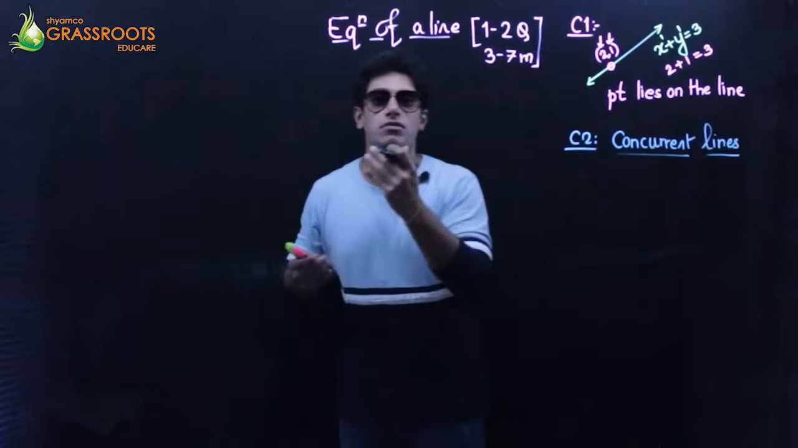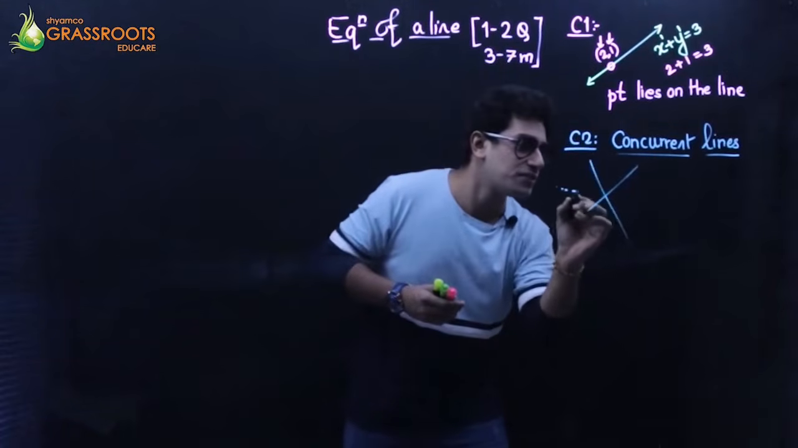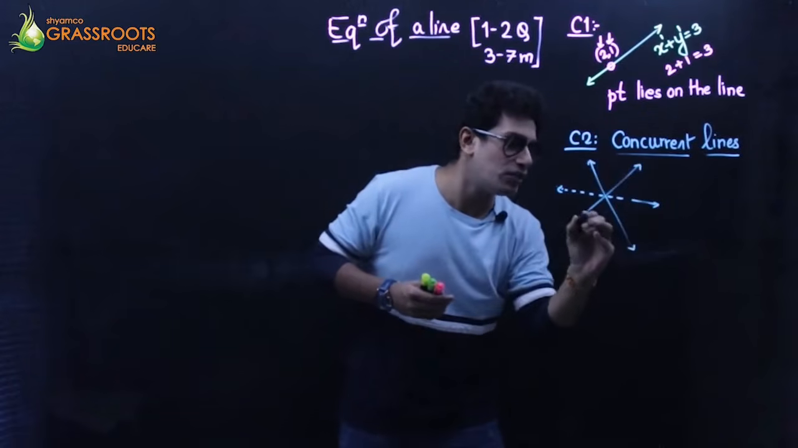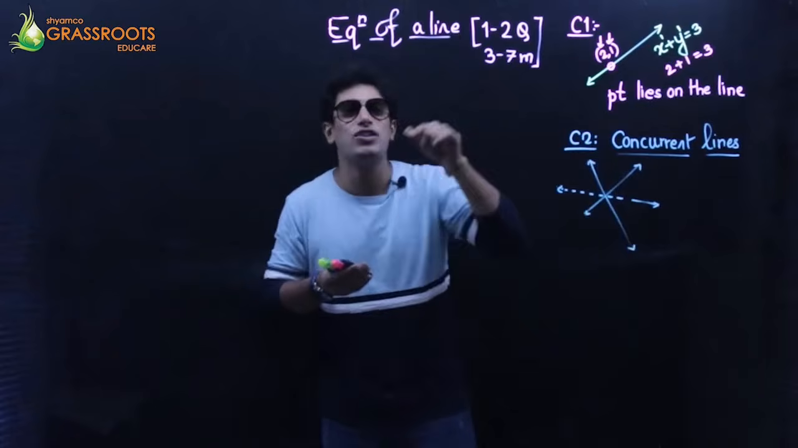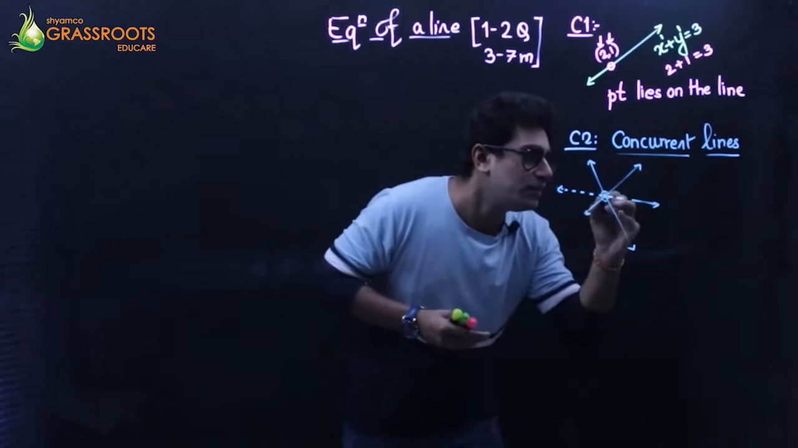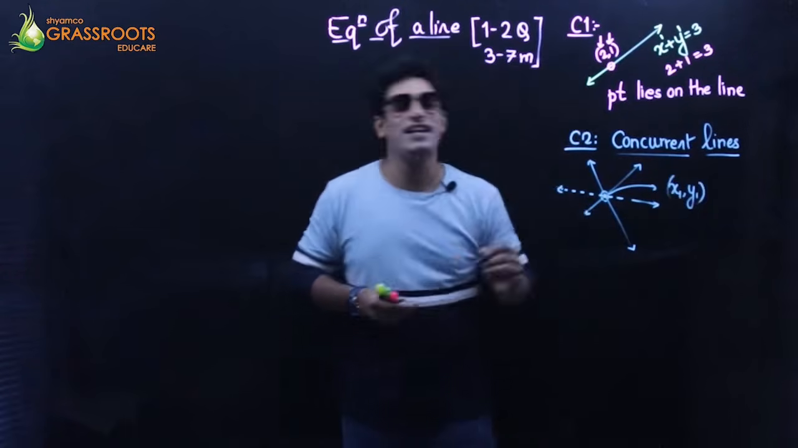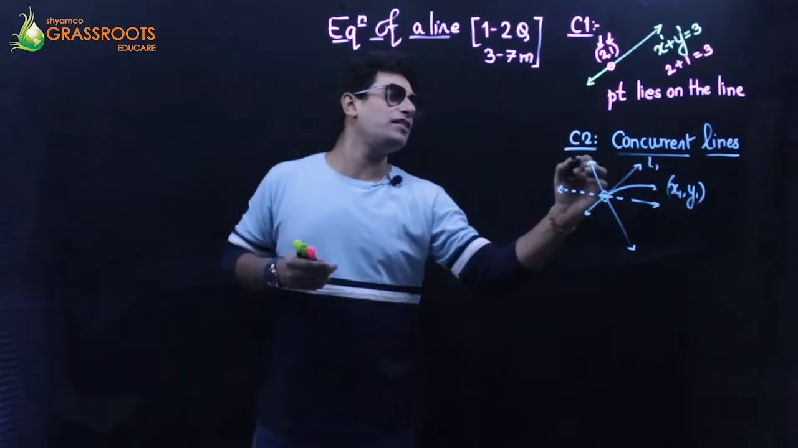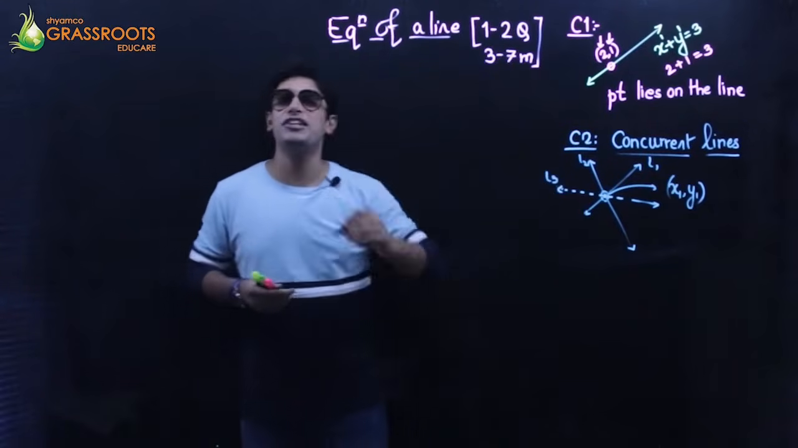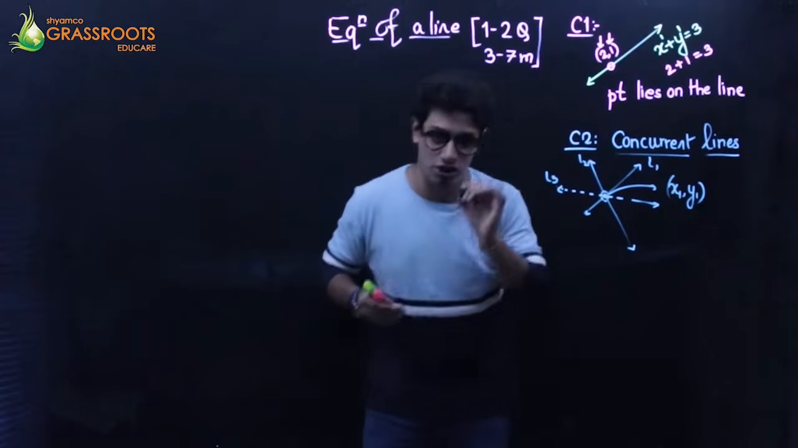Now, what do you mean by concurrent lines? Listen, if I'm talking about 3 lines, all the three lines pass through the same point. They pass through this same point. Let this point be x1, y1. We say that the 3 lines L1, L2 and L3 are concurrent lines. Concurrent means they have a common point of intersection.